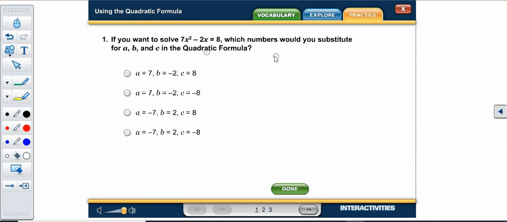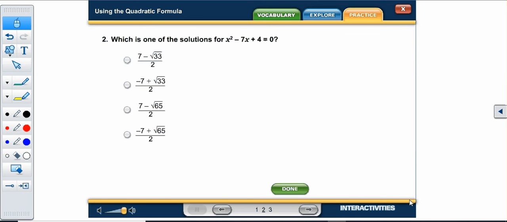Before we answer, what are we always supposed to do? Write it in standard form, which means we have to subtract the 8 on both sides, right? Now we have minus 8 equals 0. See, the first time I did this one, I thought letter A, but no, right? Because the c's positive here, and that's not going to be the case when it moves over, right? So our answer is going to be B.